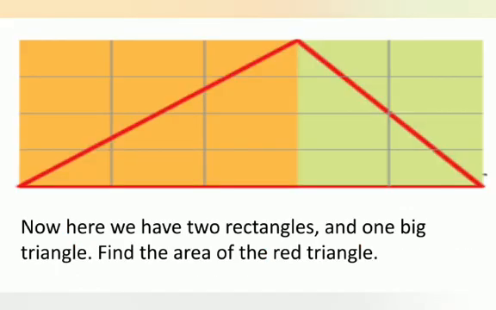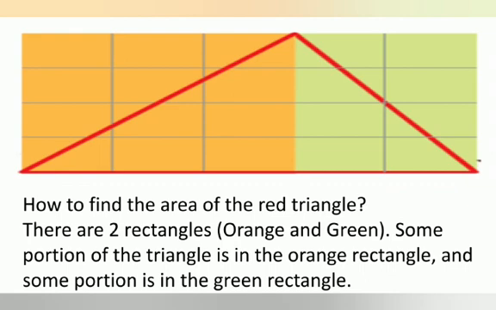Earlier, we calculated the area of the red and the blue triangle which was drawn on a rectangle. Here you can see two rectangles, orange and green color, over which a big red triangle is drawn. Now find the area of this red triangle. How to find the area of the red triangle?